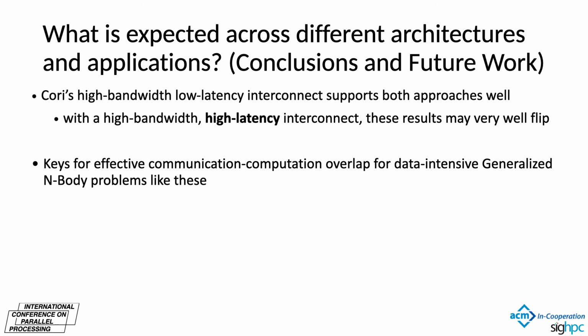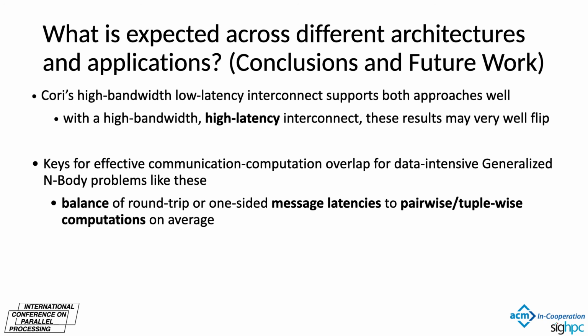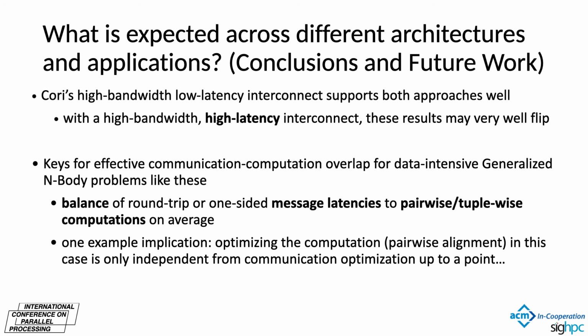The keys for effective communication-computation overlap here are the balance of round-trip or one-sided message latencies to pairwise or tuple-wise computations on average. One example implication being that optimizing the computation, pairwise alignment in this case, can only be done independently from the communication optimization up to a point, after which communication optimizations such as increased aggregation or switching to lower latency primitives, etc., will be necessary.